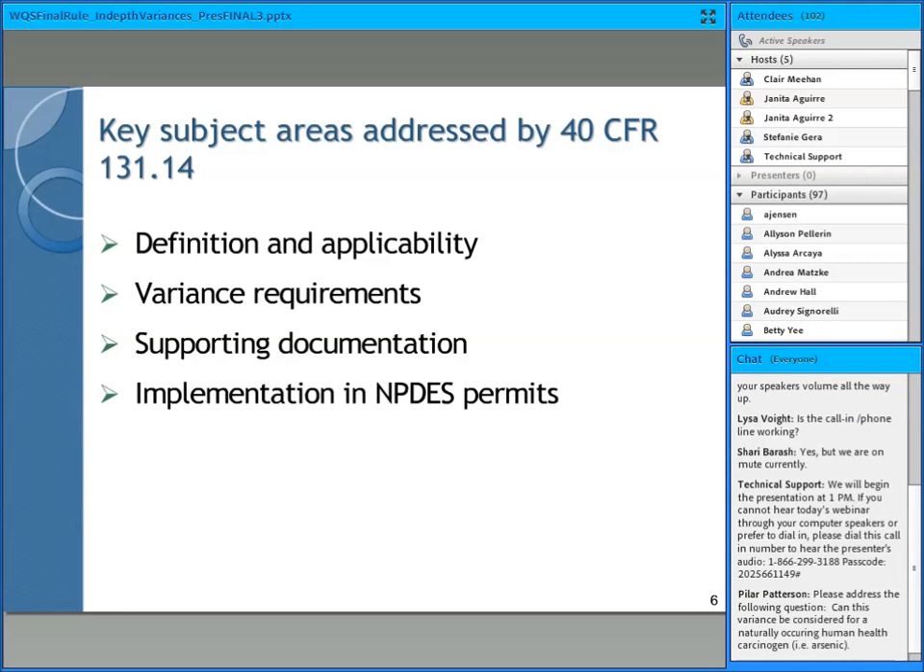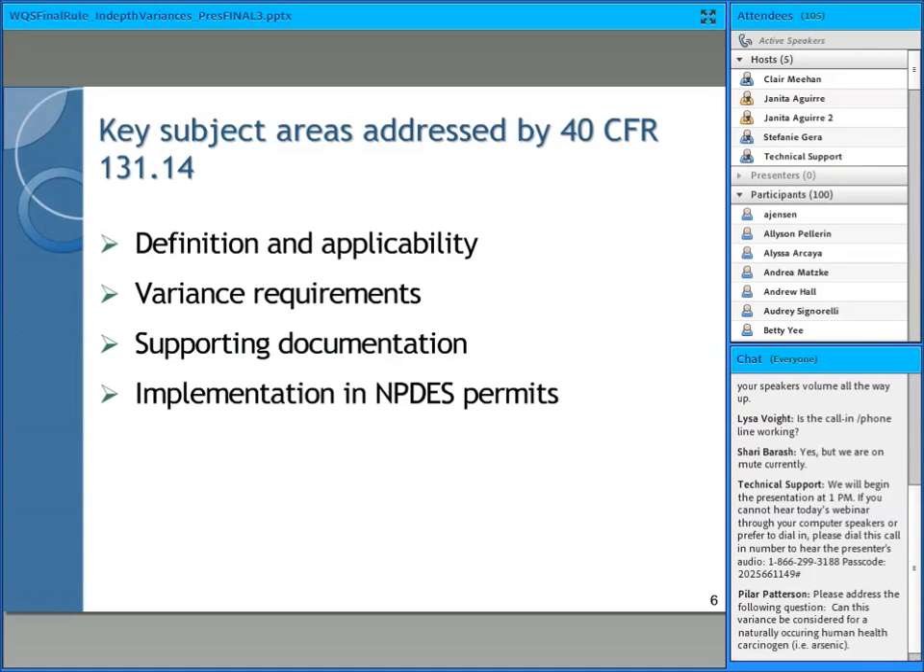131.14 addresses four primary subjects related to water quality standards variances. The first subject defines what a variance is and when, where, and how they may be used. The second subject establishes specific requirements for the variance itself. The third subject establishes the information a state or tribe will need to submit to EPA when requesting review and approval of a variance. And the fourth subject provides a specific regulatory link between a water quality standards variance and the National Pollutant Discharge Elimination System, or NPDES, permits.